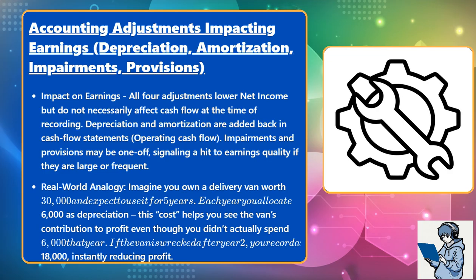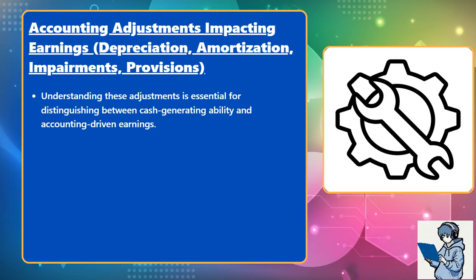Real-world analogy: imagine you own a delivery van worth $30,000 and expect to use it for 5 years. Each year you allocate $6,000 as depreciation. This cost helps you see the van's contribution to profit even though you didn't actually spend $6,000 that year. If the van is wrecked after year 2, you record an impairment loss for the remaining $18,000, instantly reducing profit. Understanding these adjustments is essential for distinguishing between cash-generating ability and accounting-driven earnings.